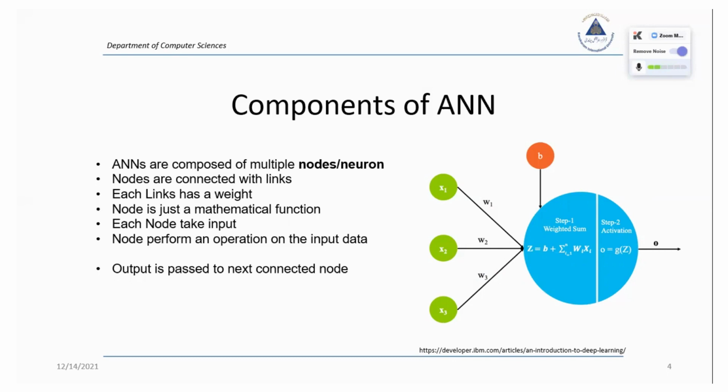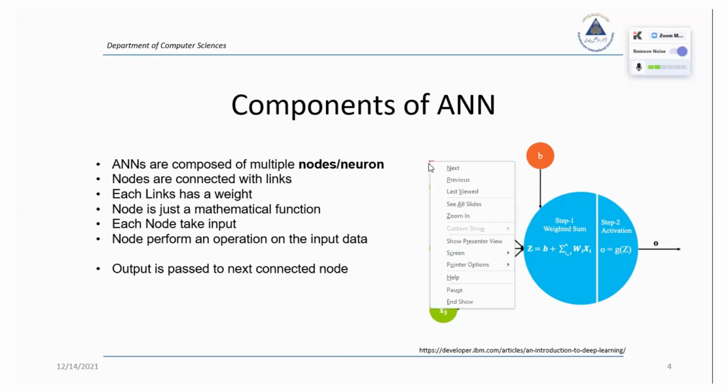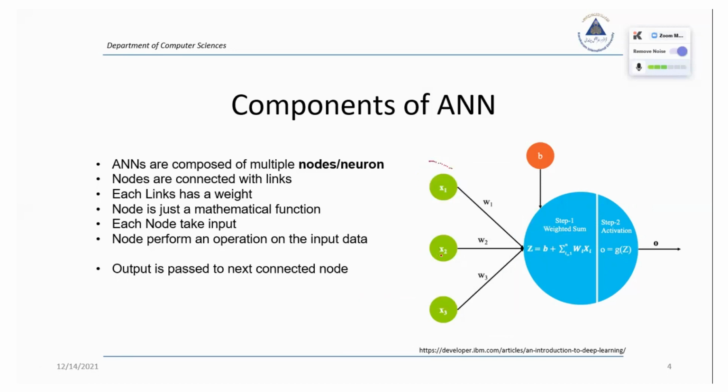Neurons are connected with links, and each link has a particular weight associated with it. In a neuron, there is a mathematical function on the input. Each neuron takes some input, processes it using that mathematical function, and passes the output to the next connected neuron. Here on the right side of the screen, you can see we have some inputs x1, x2, x3, and there is a link.